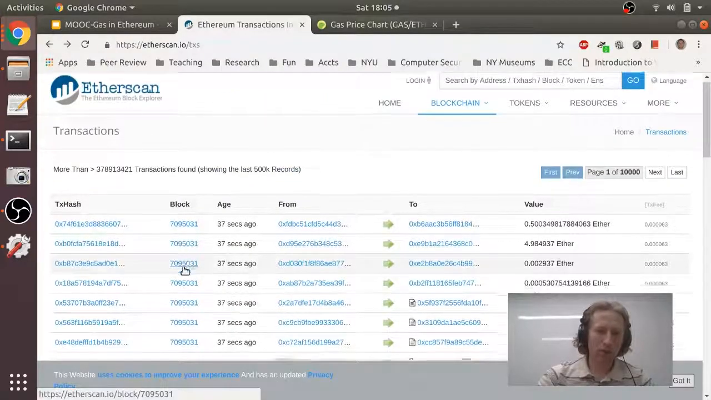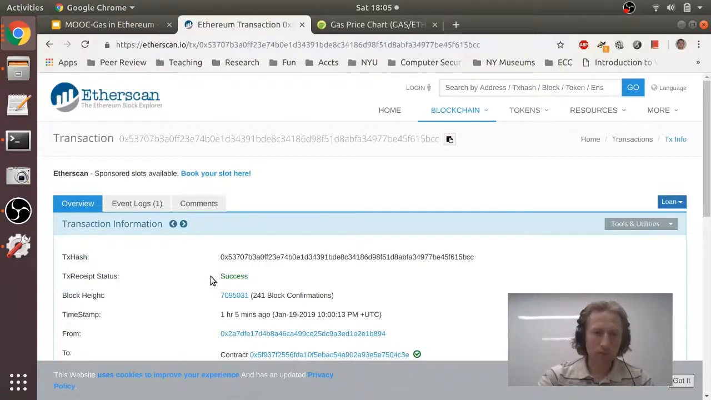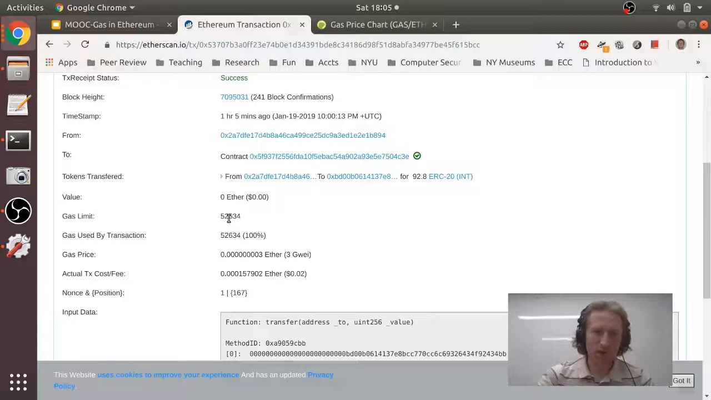We can also look at a specific transaction and see how much gas it used. So this transaction used about 52,000 gas. And you'll notice that that was both the gas limit and the amount of gas that was used by this contract. And you might think, wow, that's kind of interesting. That programmer must have really gotten lucky and nailed it. They provided exactly the amount of gas that they needed.